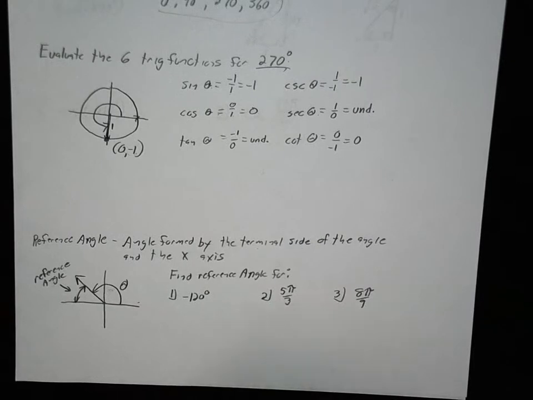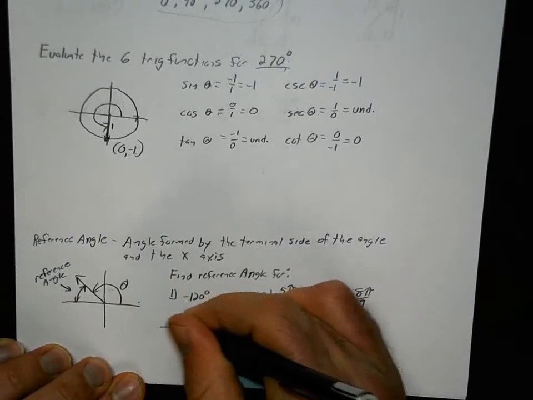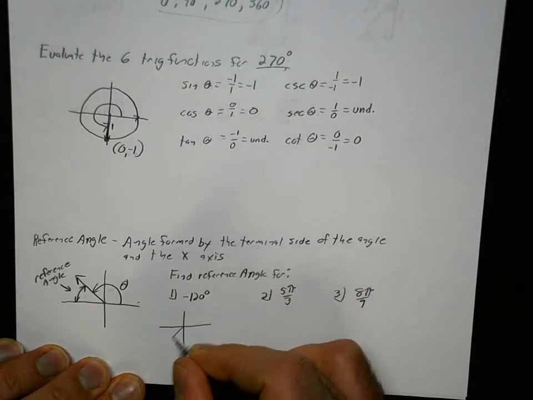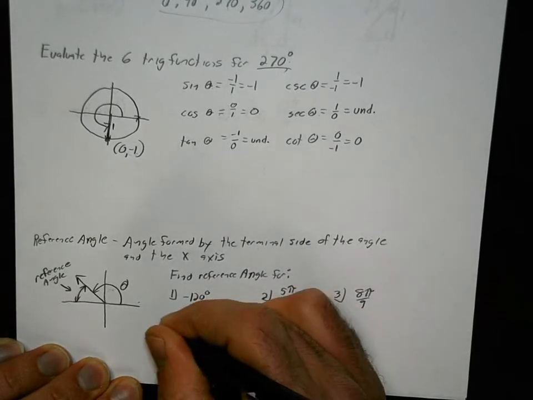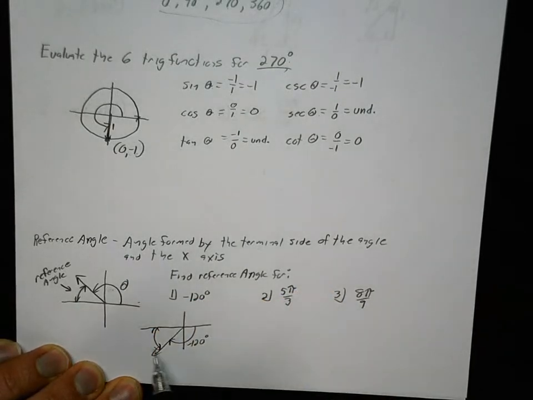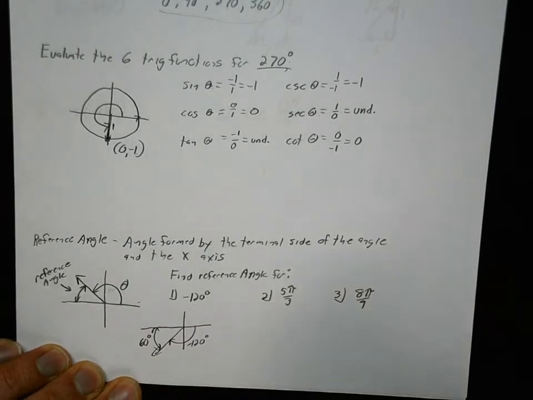Okay, so let's find the reference angle for -120 degrees. So if I draw -120 degrees, I'm going backwards 120 degrees. It'll be right here somewhere. The reference angle then is the angle it makes with the x-axis right here, the acute angle. So how many degrees is that? It'd be 60. So 60 degrees is the reference angle.